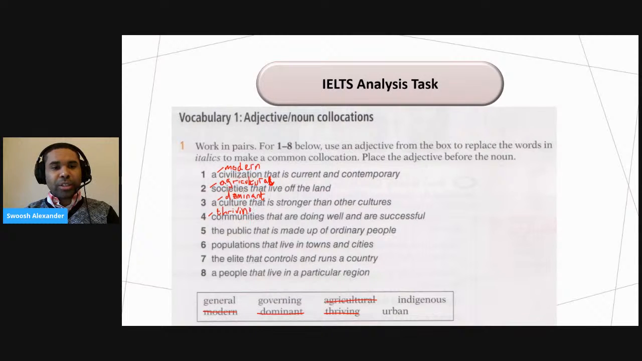Okay, so these are the four collocations we've got so far: modern civilization, agricultural societies, dominant culture, thriving communities. Okay, what's the next one? So the public that is made up of ordinary people. What's the expression we use here? Okay, Jayshree says general. As does Surya, general, good. Yeah, absolutely. That's the expression we use, isn't it? We talk about the general public.